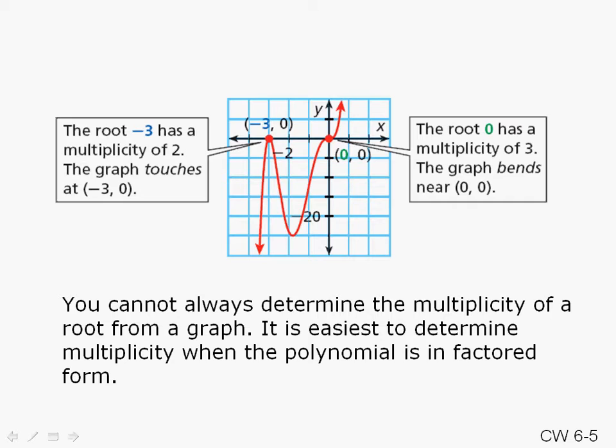You cannot always determine the multiplicity of a root from a graph. It is easiest to determine multiplicity when the polynomial is in factored form. If you take a look at the picture, the point -3, 0 has a root -3. The -3 has a multiplicity of 2 because the graph touches at -3, 0. If you take a look at the point 0, 0, the root 0 has a multiplicity of 3. The graph bends near the point 0, 0.